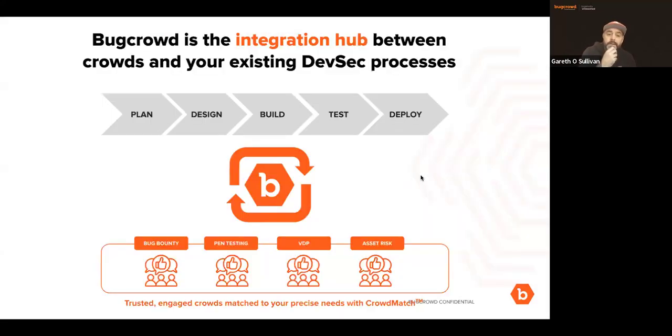We touched on this earlier. It's a nice slide just to give you a sense of that DevSecOps journey, as you're planning, designing, building, testing, and deploying assets. We have different types of testing models that can help you in that journey as well. You can plug our testing into different stages of your software development lifecycle and the life cycle of your assets, with integration points along the way.